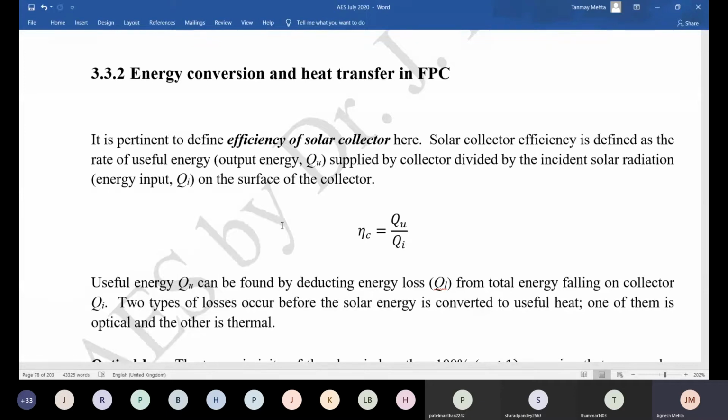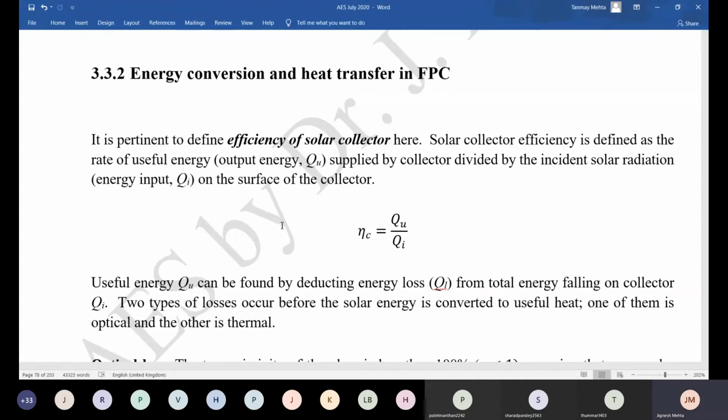And the other way to categorize them is whether they are fixed or some component is moving, and this motion is done generally to track the sun. So whether they are tracking or non-tracking, again, in tracking you can have single axis tracking or two axis tracking, and then under each category you can have different types of collectors.